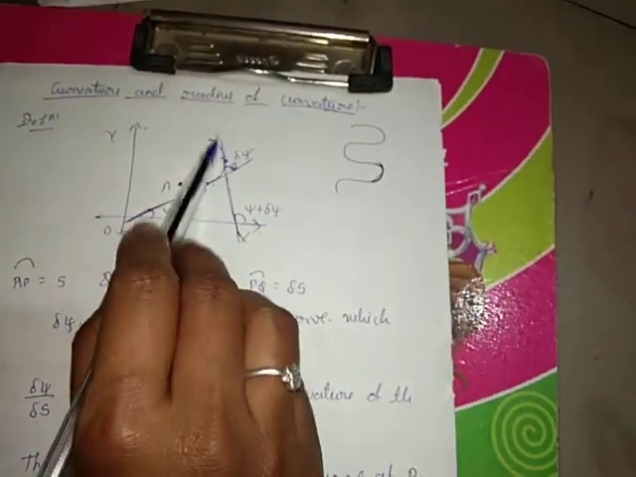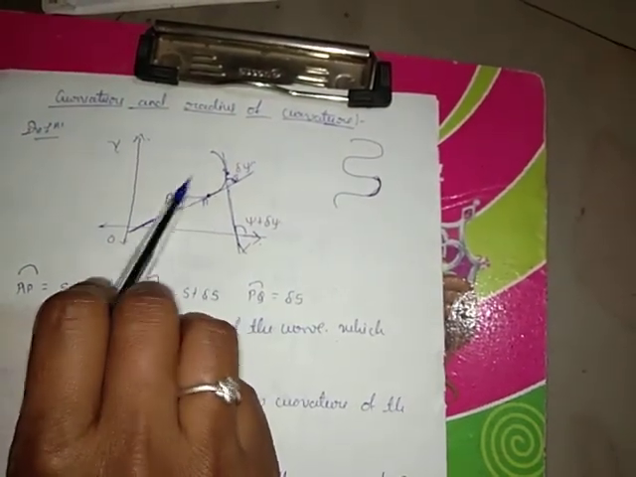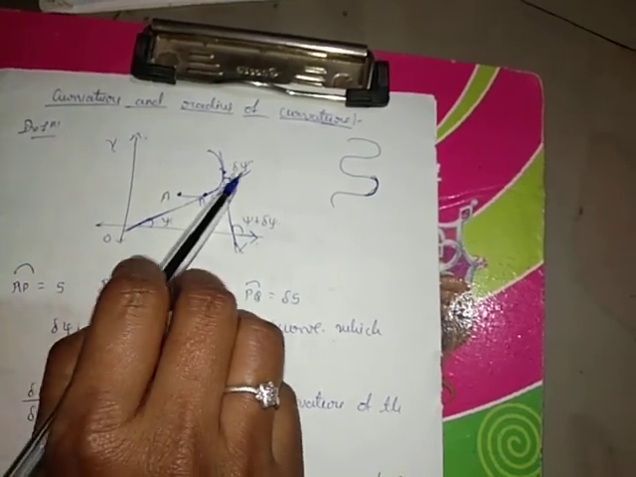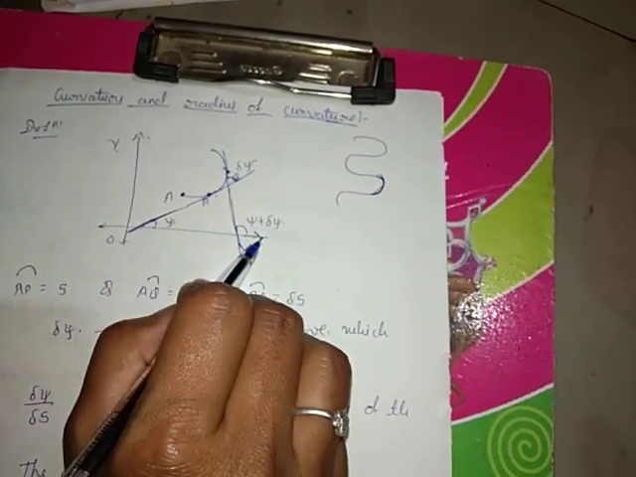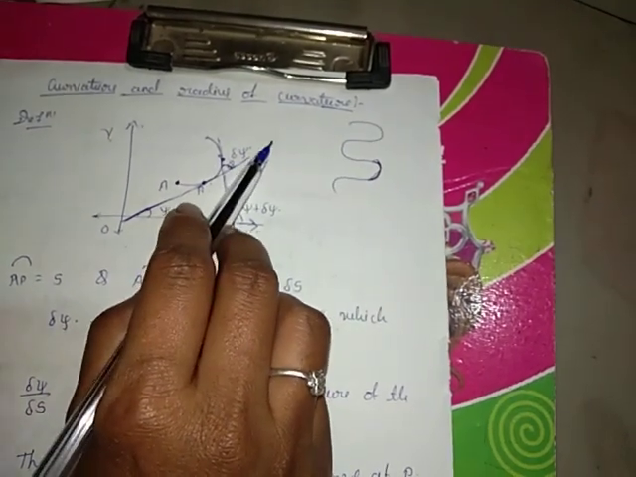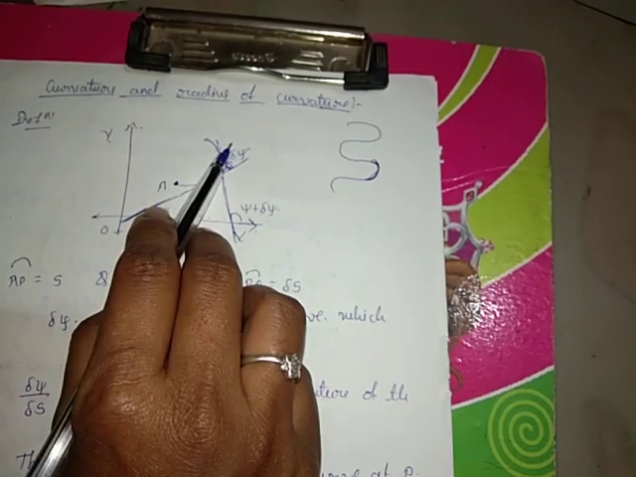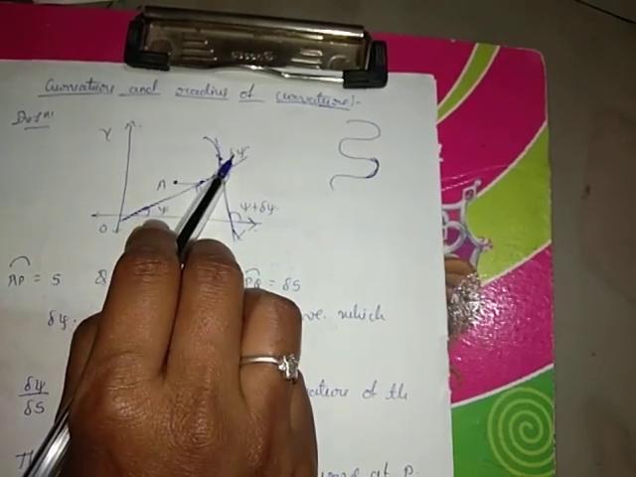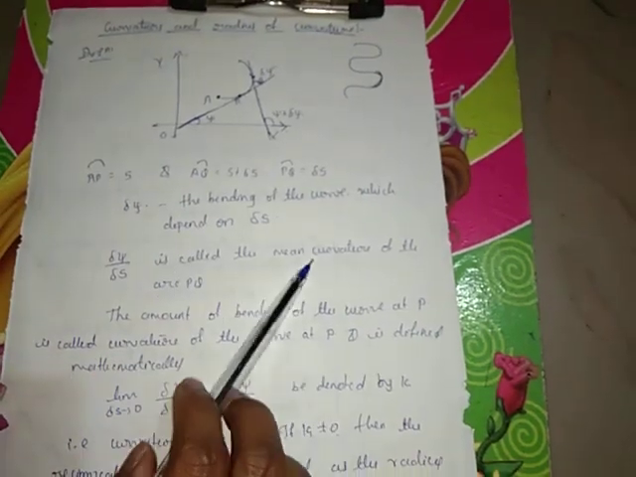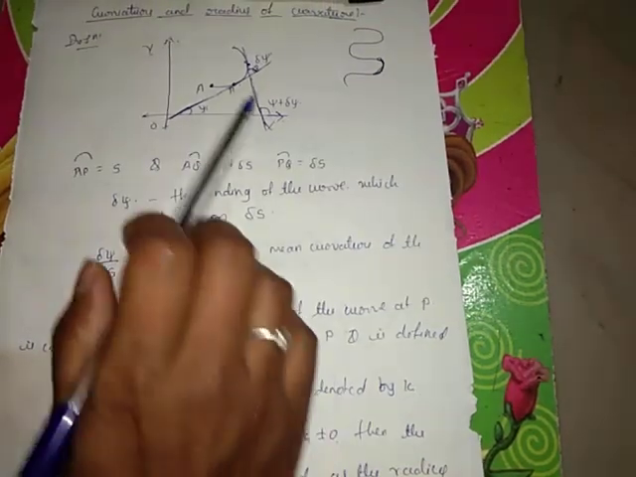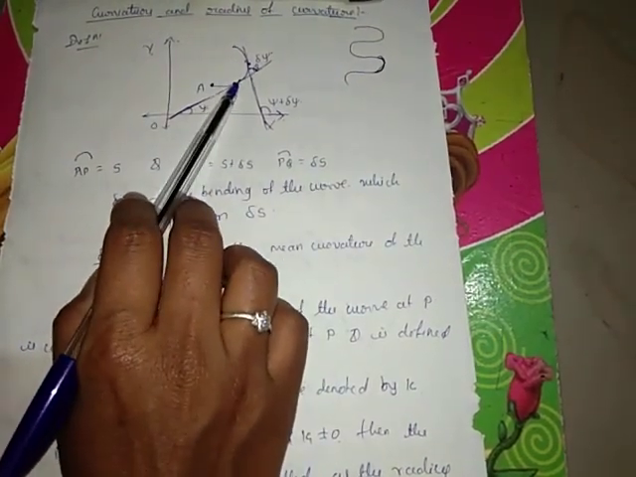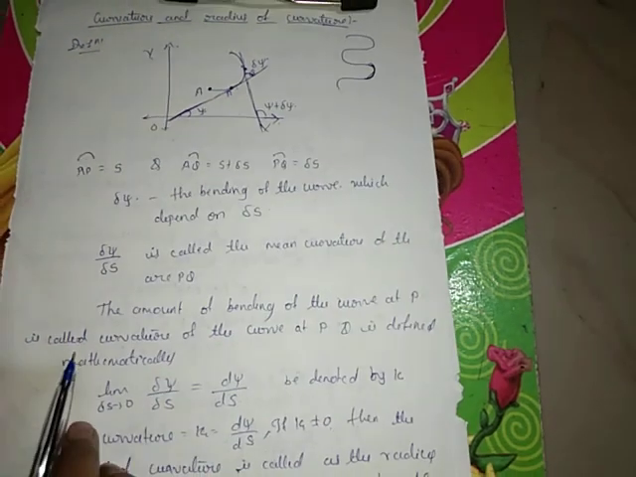So I am just recapping the meaning of the radius of curvature here. Consider a curve in the xy plane. A is the fixed point, and P and Q are the two neighboring points. Draw tangents at the points P and Q. Those make angles xi and xi plus delta xi with the x-axis. The angle between these two tangents is delta xi. This angle between the tangents is called the bending of the curve, which depends on delta s. So delta xi by delta s is called the mean curvature of the arc PQ.